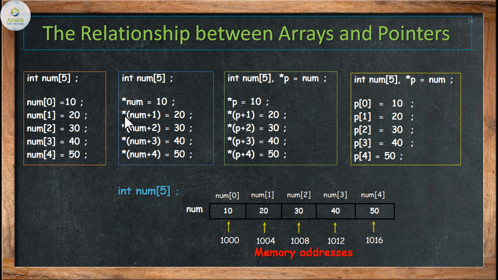Okay, then I can say value at num plus 1, that is the next memory address, is equal to 20. Value at num plus 2, that is 1000 plus the next memory block, will be equal to 30. Num of 3, that is 1000 plus 3 blocks or 3 elements traveled, the value at it is 40. Similarly, I can even write it like this.